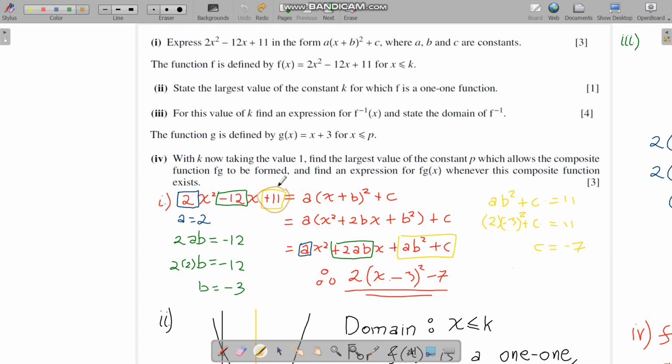And for the constant term, on the left, 11, on the right, ab squared plus c, so 11 must be equal to ab squared plus c. We know the a, we know the b, we can find the c.